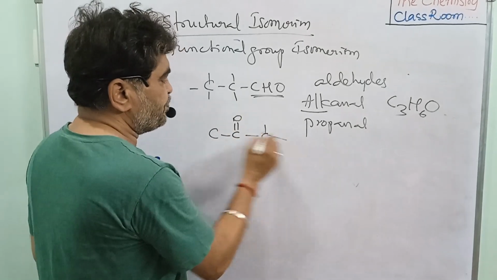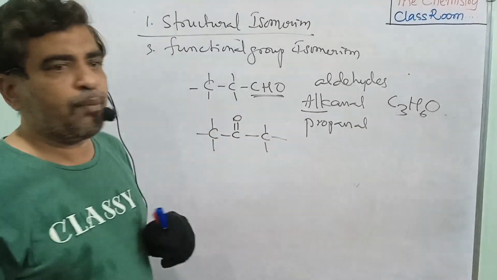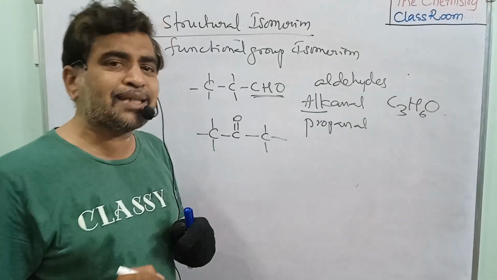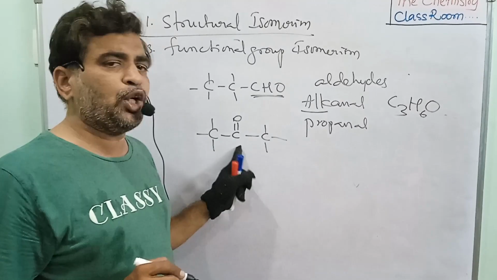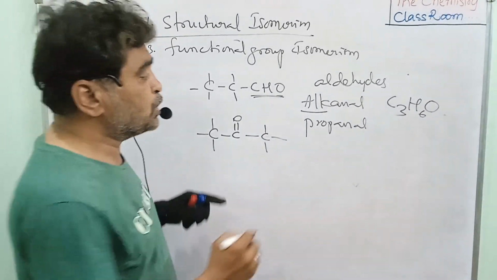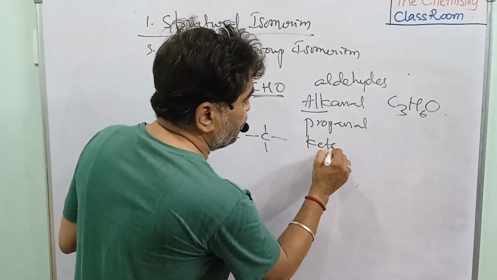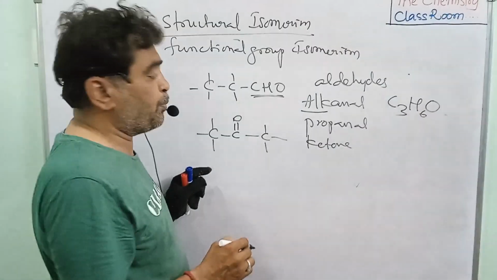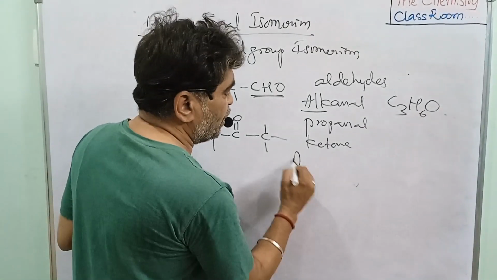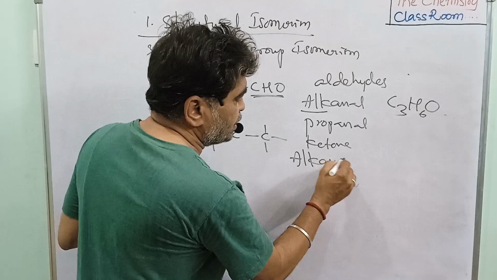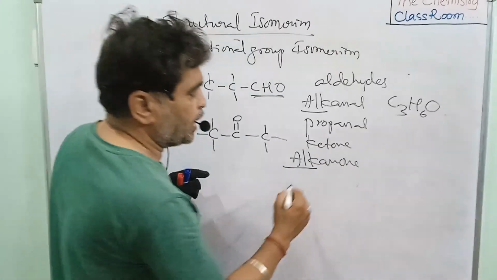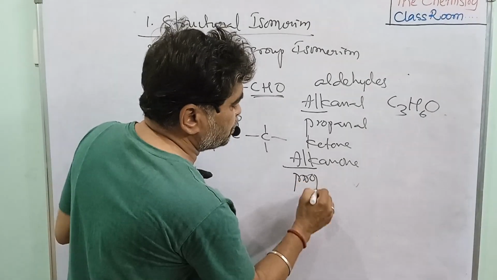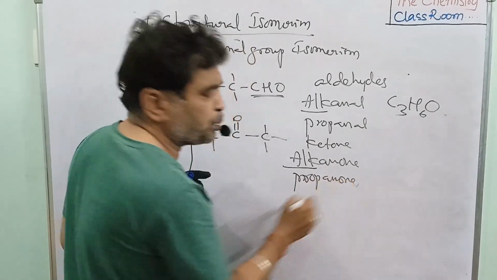Now you see, in this compound the C double bond O is the functional group. Here the CHO was the functional group, but here the functional group is C double bond O. So these compounds are ketone compounds. What are they called? Ketone compounds. What is the root word? It is alkanone. Alk equals how many carbons do you have? 3 carbons, so it is prop. The compound is propanone.